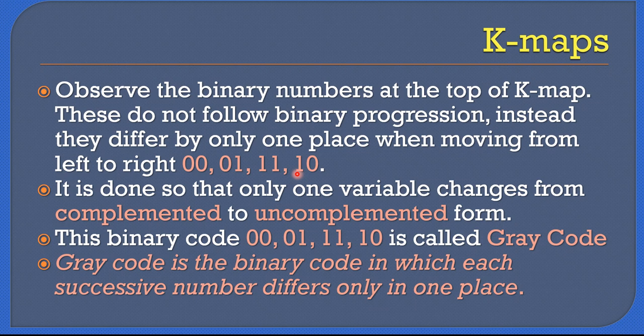Just now I want to show you the K map and explain it. It has been given as notes here; you can go through that. It is done so that only one variable changes from complemented to uncomplemented form, and vice versa. This binary code 0 0, 0 1, 1 1, 1 0 is called gray code here. Gray code is a binary code in which each successive number differs only in one place. That means only one variable changes its state.